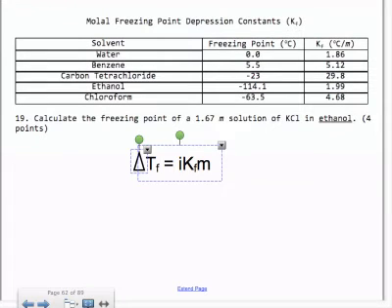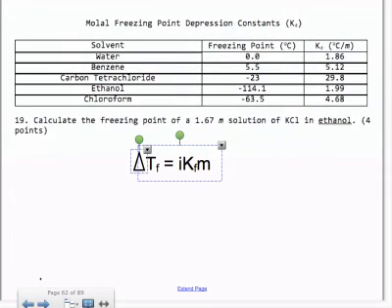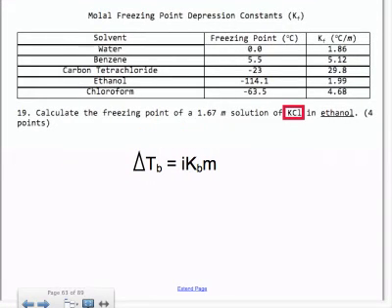Alright, so the formula for freezing point depression is that the change in the freezing temperature is equal to i, which is the number of particles, times the Kf, which is going to be up here in our table for ethanol, times the molality. So KCl is an ionic compound, potassium chloride, so it's going to dissociate, and there are two things here, so it's going to have an i of 2.